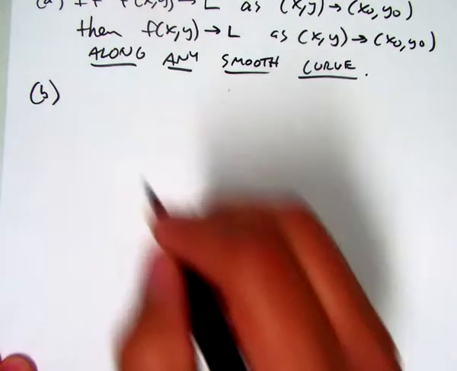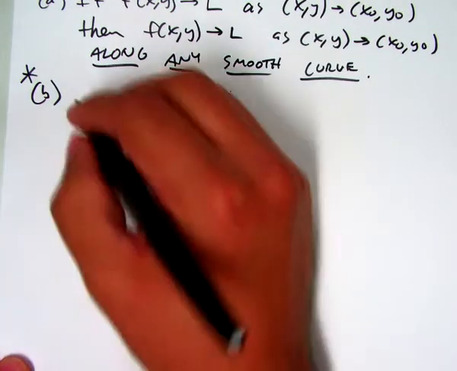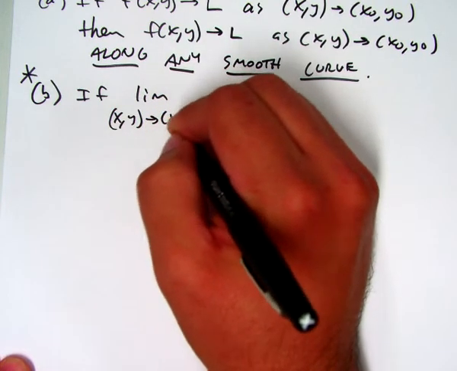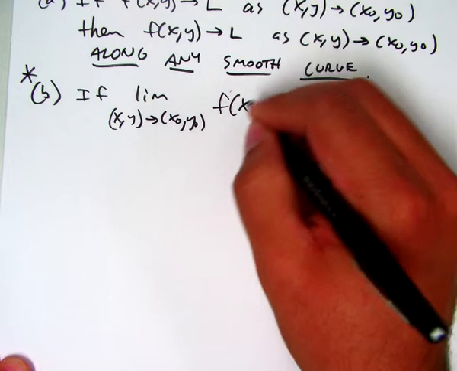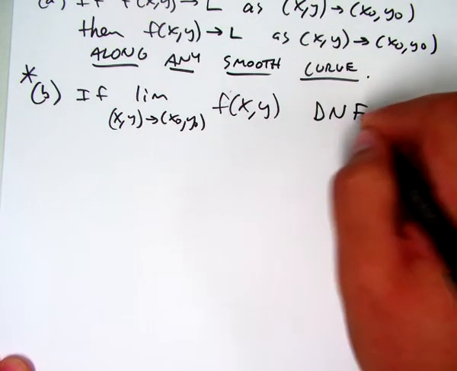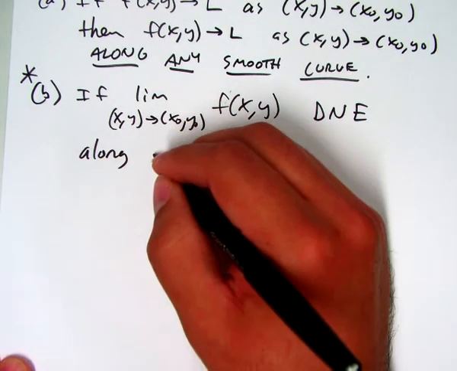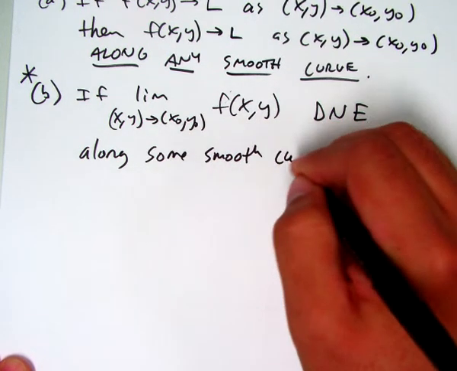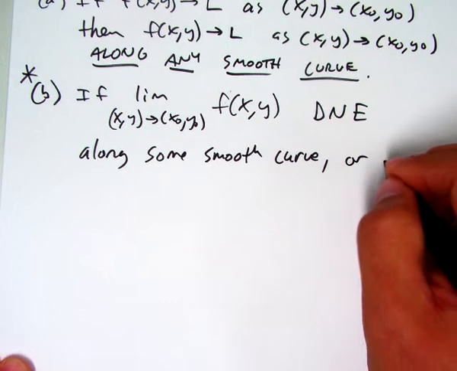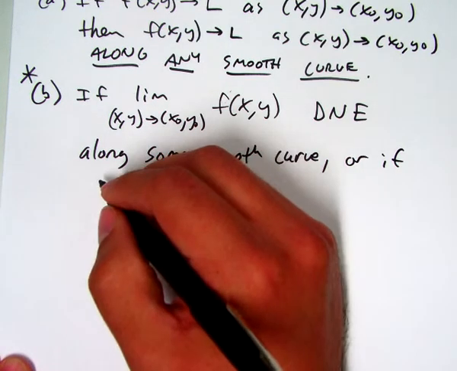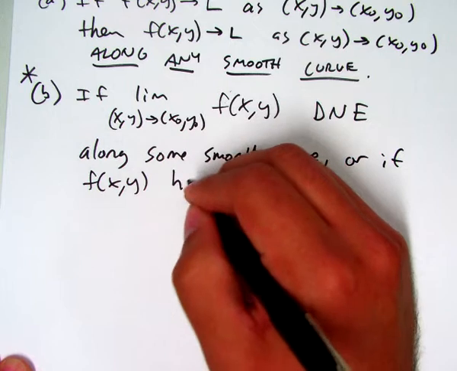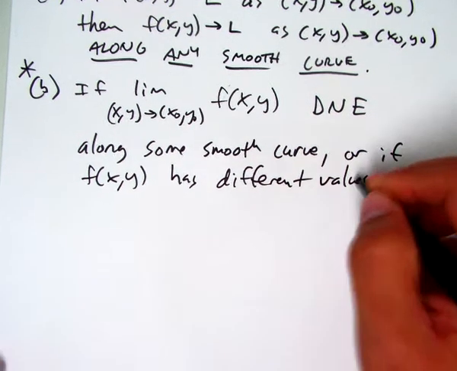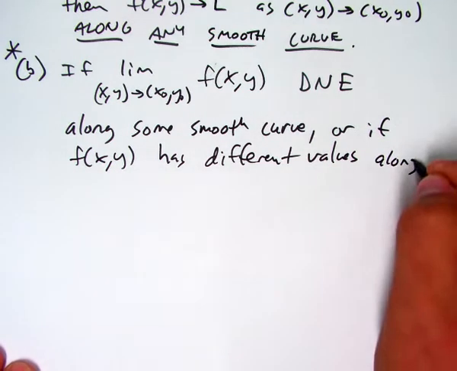This is the part we need to focus on. B. If the limit as x, y approaches a point x naught, y naught of a function f of x, y does not exist along some smooth curve, or if f of x, y has different values along different curves.